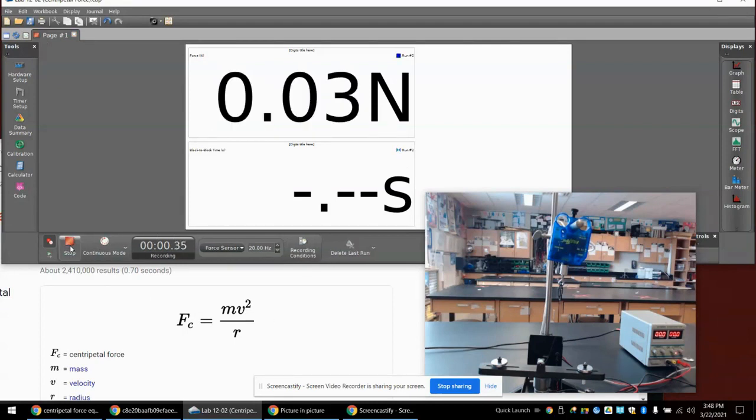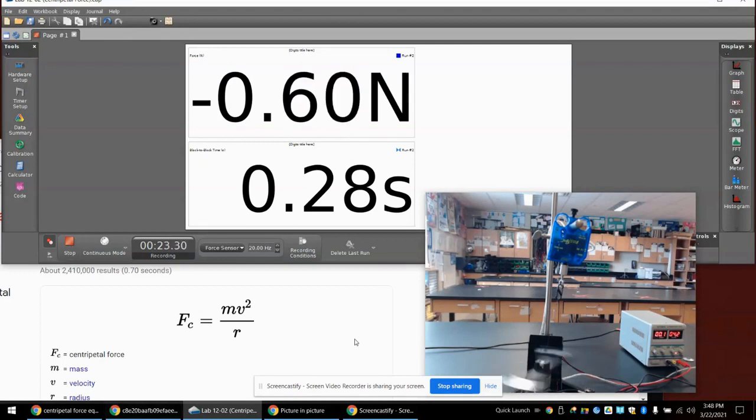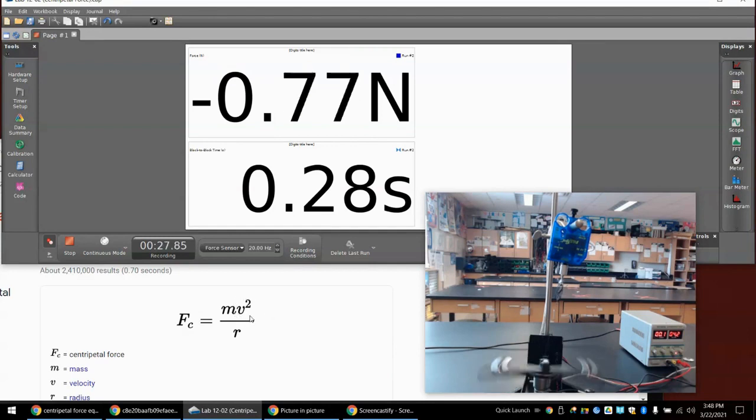I'm going to turn on the force sensor. We're going to tare it, and I'm going to turn up the voltage over here, which will cause the motor to start to turn. You can see the motor turning, and as this happens, we can see force. According to the equation on the screen here, as the velocity goes up, so should the force.